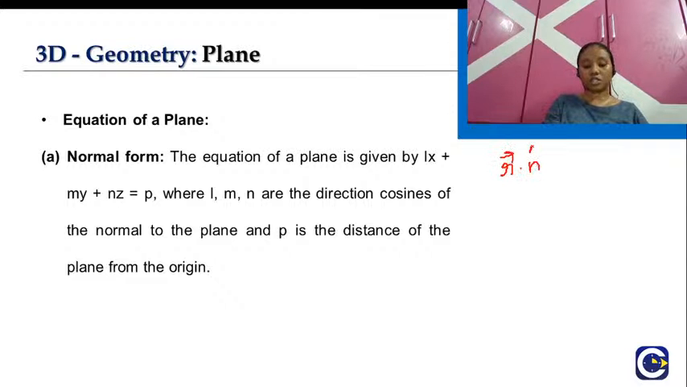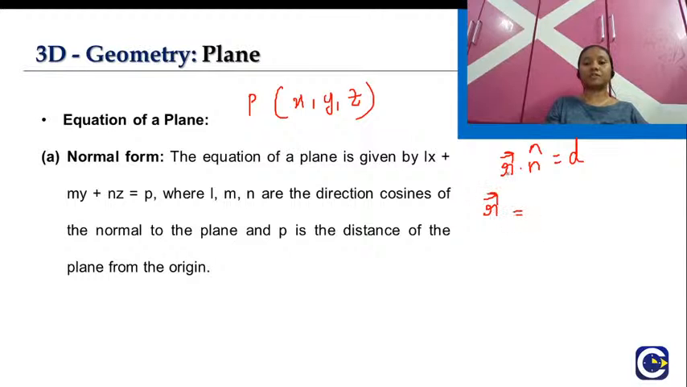R bar dot n cap is equal to D. Right. So what is my R bar? R bar is nothing but my position vector of a random point P. That is my arbitrary point P. So what will be the coordinates of the arbitrary point? x comma y comma z. Then from here, what will be my R bar vector in terms of coordinates? It will be xi cap plus yj cap plus zk cap. So this will be my R bar.